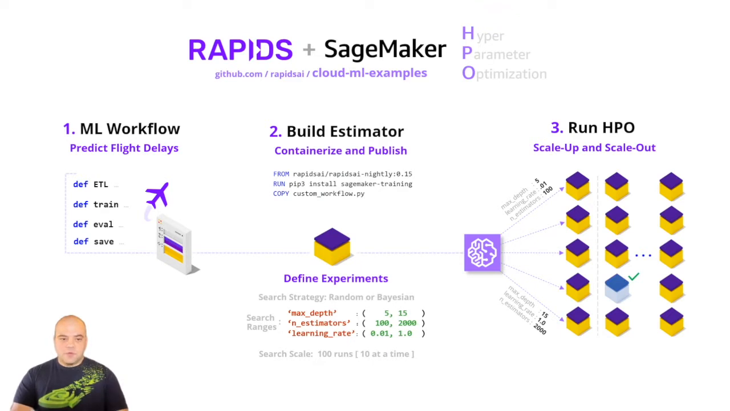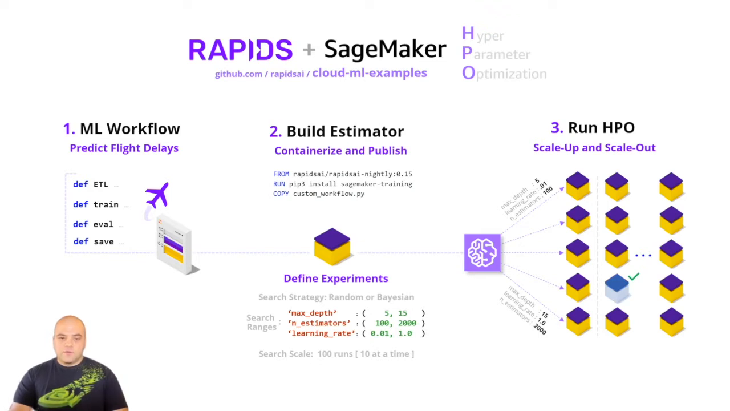In our example, we're going to be leveraging a large public data set of flight statistics and train a model to predict flight arrival delays. Our workflow is the first step, and so we're going to go ahead and define the classic steps of data preparation, model training, model evaluation, and then lastly just saving our result.